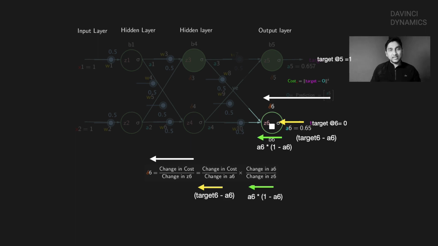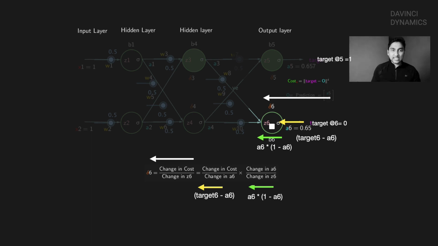The term change in cost with respect to A6 represents how much the cost changes with a small change in the activation at node Z6. It's calculated as target 6 minus A6, where target 6 is the target output for the node Z6 and A6 is the actual output from the network.